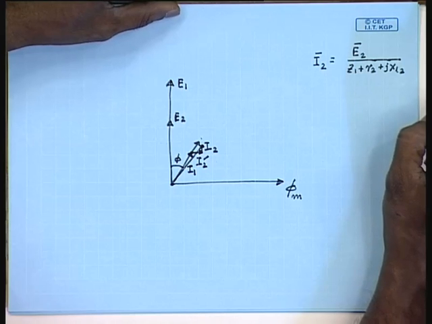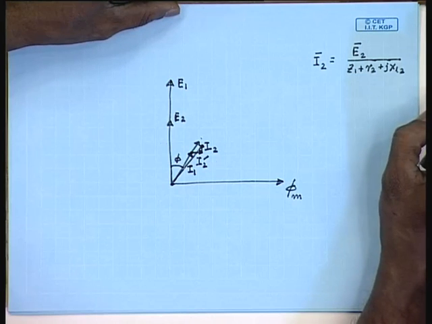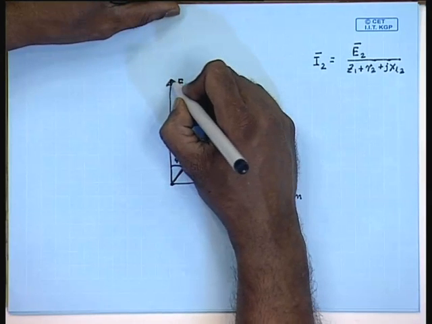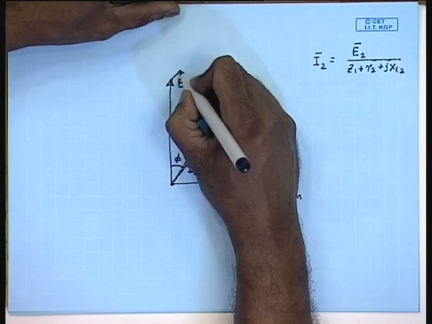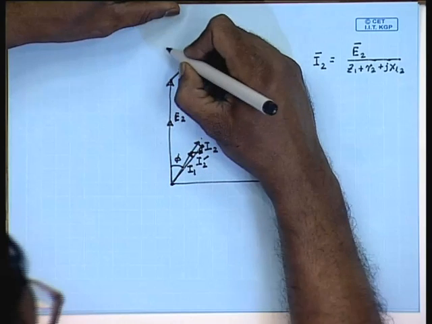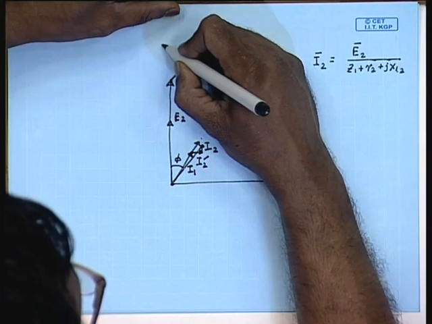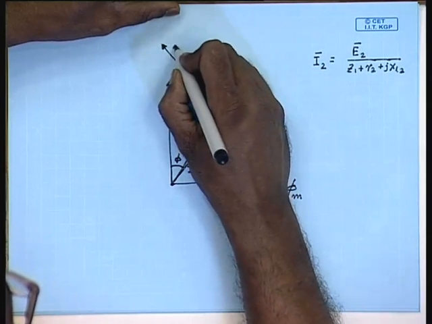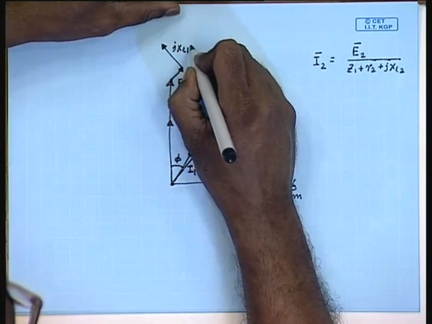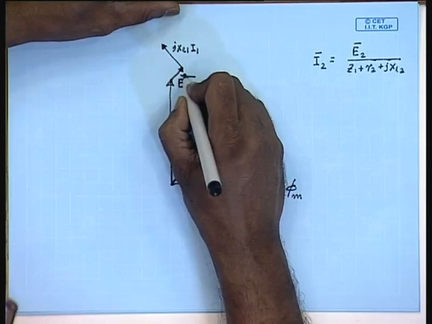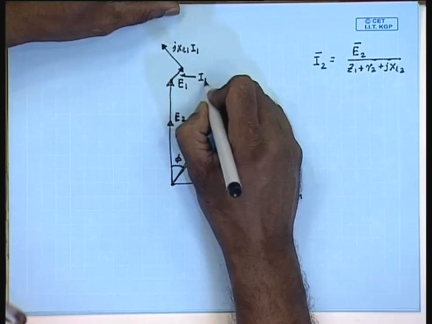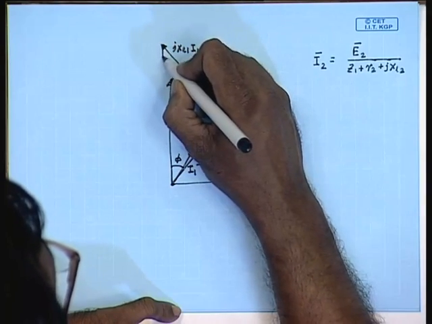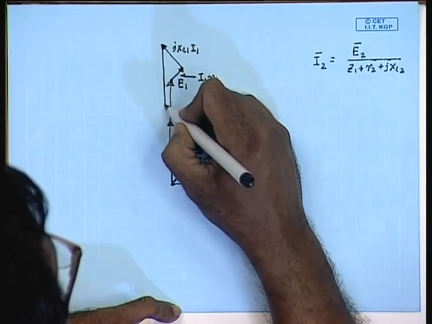The voltage V1 can be obtained from the first equation, E1 plus I1 R1 plus j XL1 I1, this is I1 R1. So, this is the phasor V1.